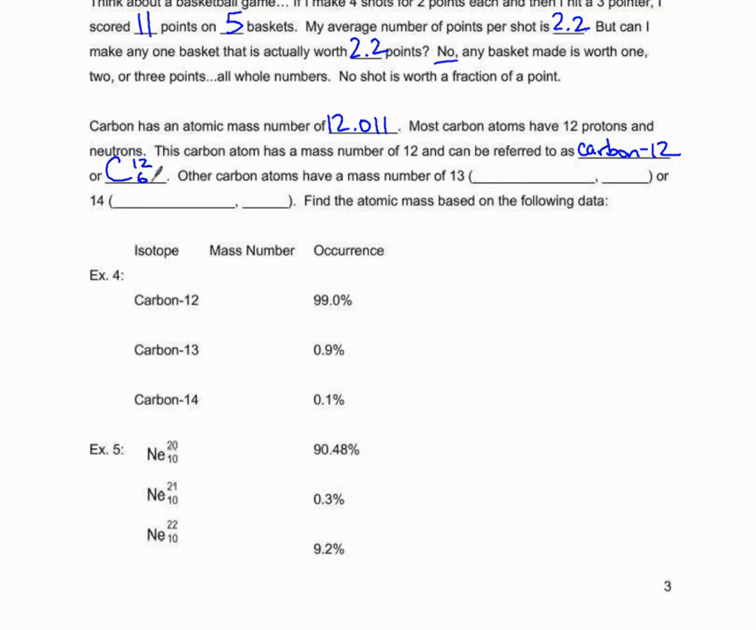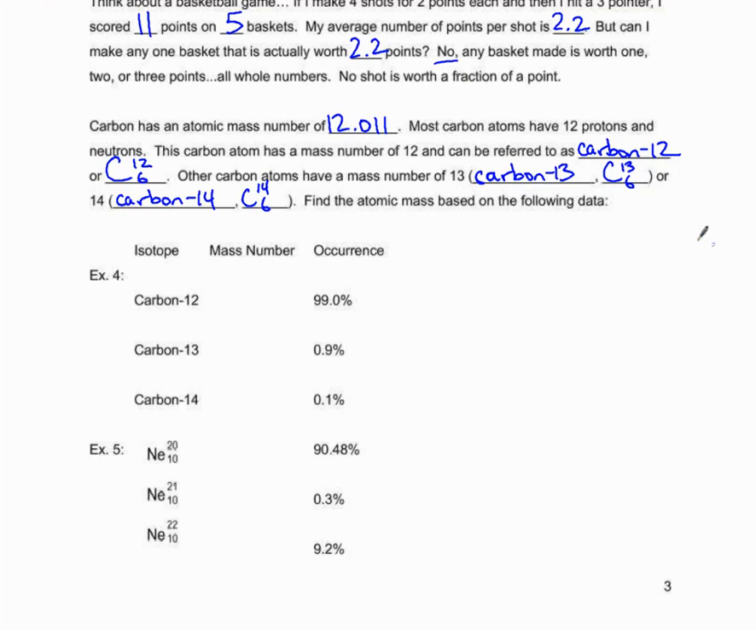There are other carbon atoms, so there's mass number of 13. That's carbon 13, or you could write it like this. Could be carbon 14. Carbon 14 is your radiocarbon dating. Remember, it's the one that we use to figure out how old is this fossil or plant that we dug up out of the ground that's very old.